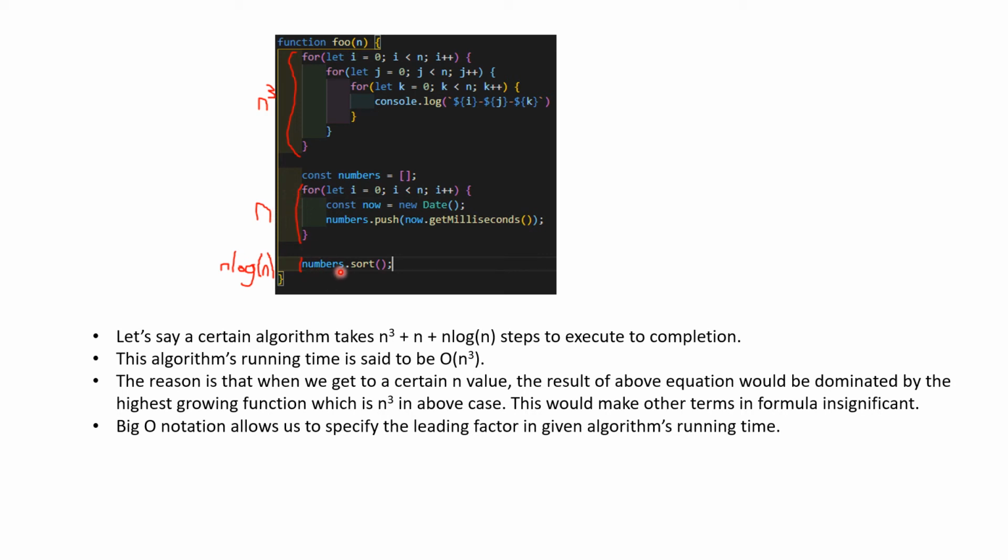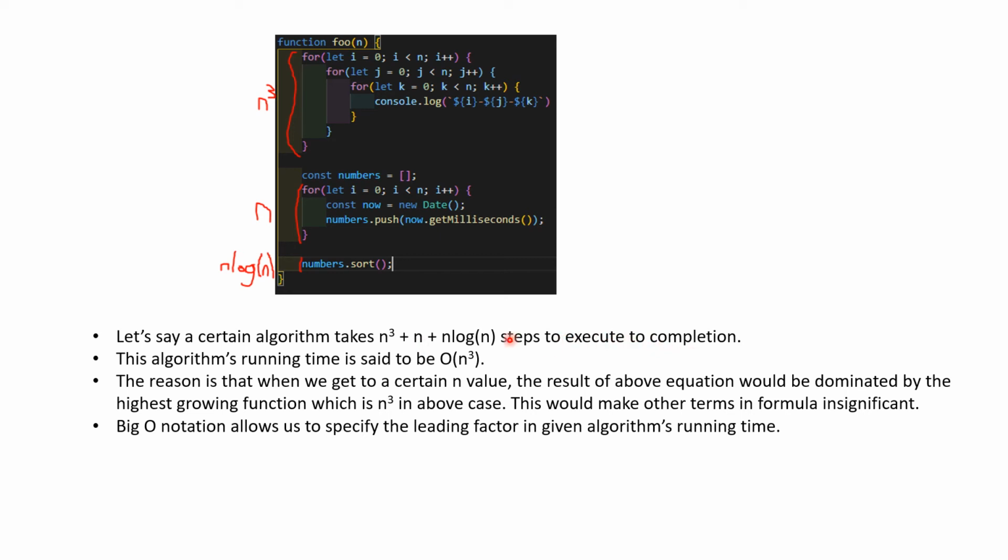And lastly, I'm calling sort on the numbers array. Let's say we are using merge sort here. Let's say JavaScript is using merge sort, one of the efficient sorting algorithms. It's n log n. So over here, we already know n log n is our running time. And so our final formula becomes, for this algorithm, n cubed plus n log n steps to execute to completion.